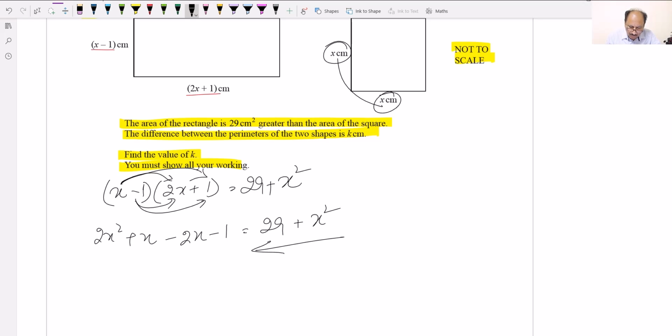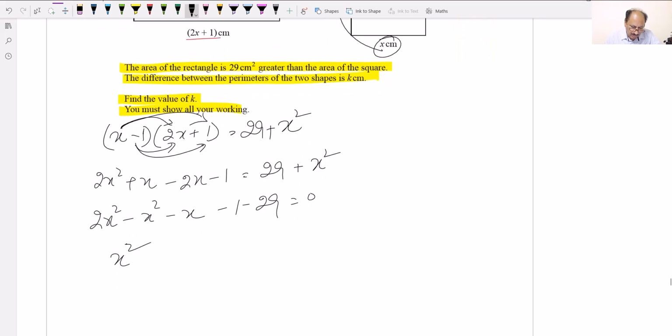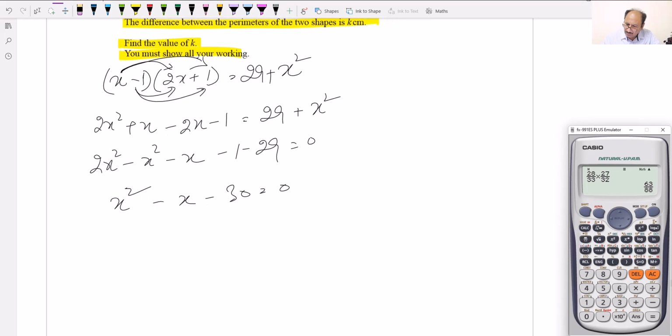We can shift this to the other side, so we will get 2x square minus x square, and these two will simplify to minus x, and minus 1 minus 29 is equal to 0. So 2x square minus x square will be x square minus x, and minus 30 is equal to 0. This will be the quadratic equation which we will solve, and we can use factorization or the quadratic formula, whatever you like, but I'm using the calculator. You can also use mode 5 3, but you have to show the complete working.